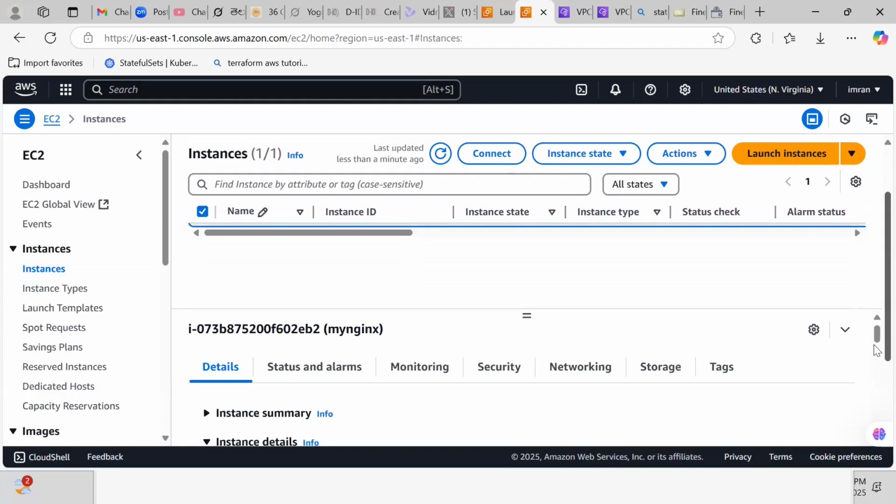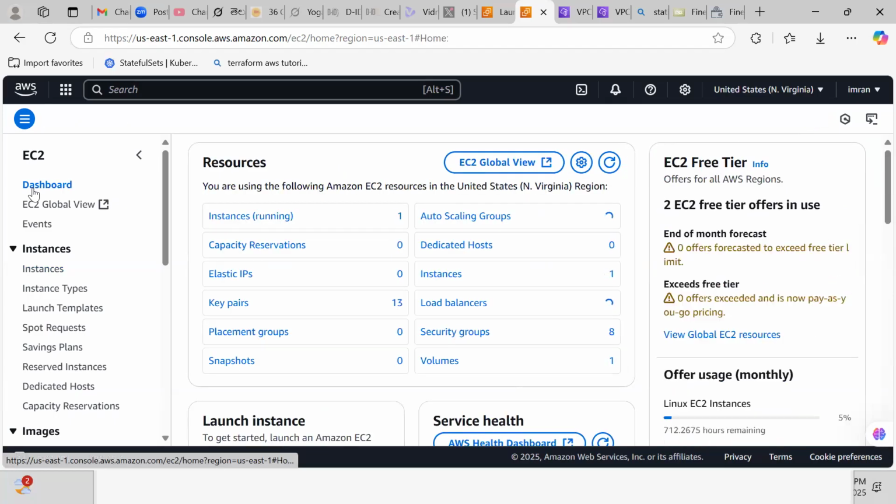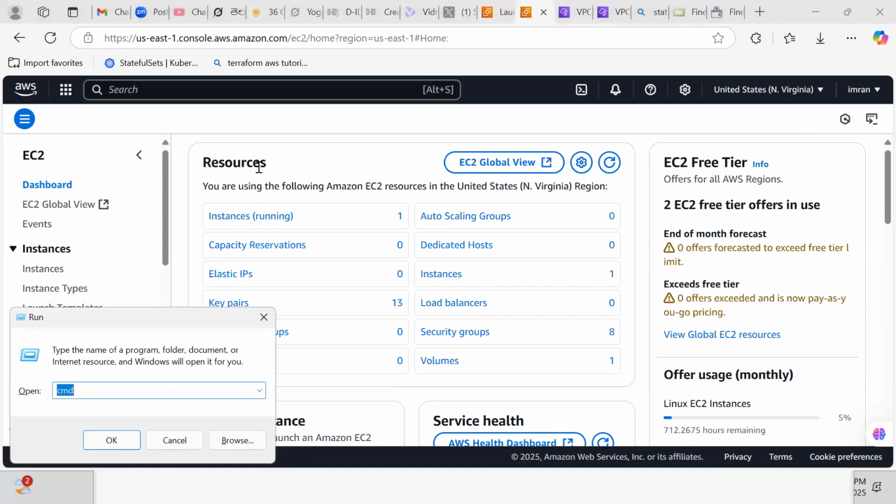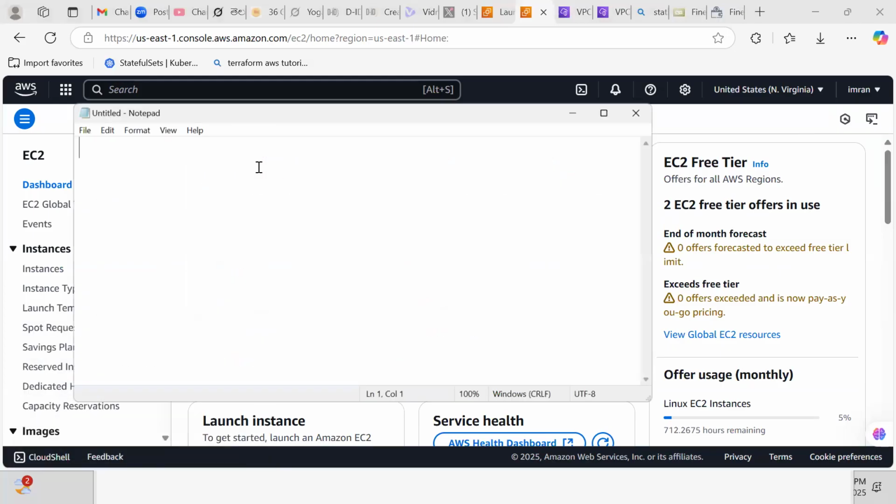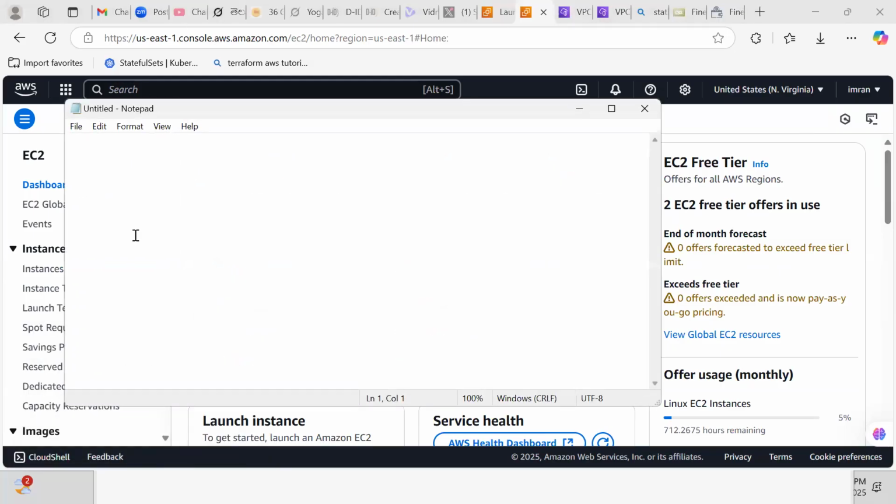Once I convert it into an AMI, I need to wait until that AMI is created. Meanwhile, I'm going to create a load balancer. The purpose of the load balancer is that it will take the user request and always redirect the traffic to a healthy instance. We can call this the ELB, elastic load balancer, but we don't have any special service for this. It is part of EC2 itself.